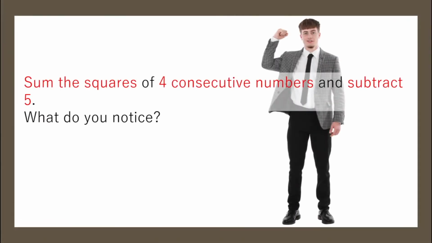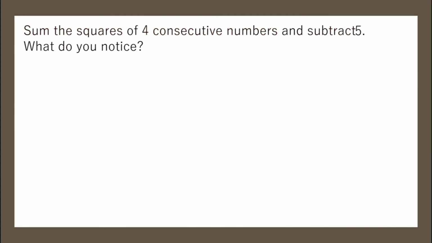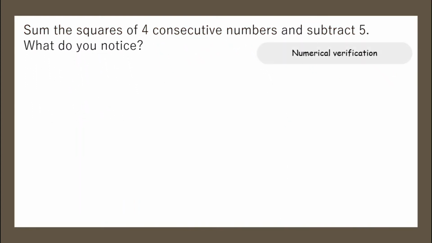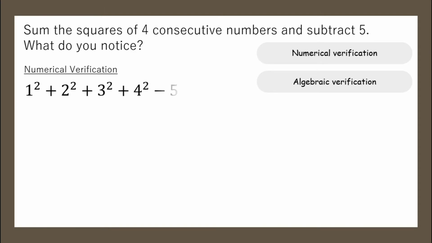Welcome back to Solving Problems Together, and today we're going to dive straight into an open-ended problem based on square numbers. We've been told to sum the squares of 4 consecutive numbers and subtract 5, and then to try and describe what we notice. So to get started, we'll try some numerical verification. We're going to try some numbers and see what happens. Hopefully we do notice something with the numbers, but after that we'll try and generalize algebraically and see exactly what's happening.